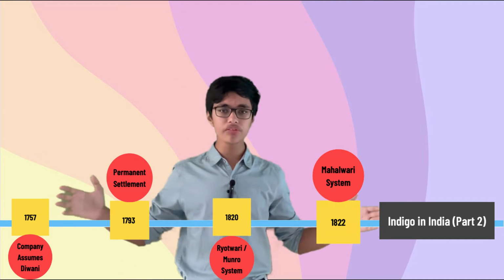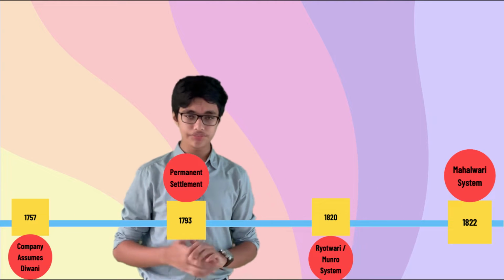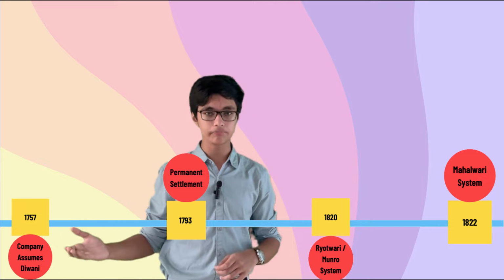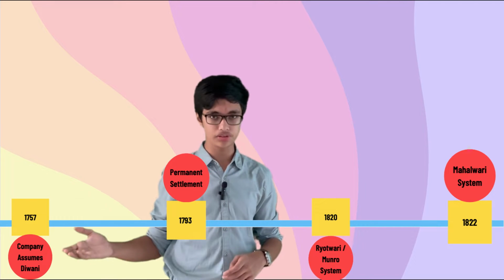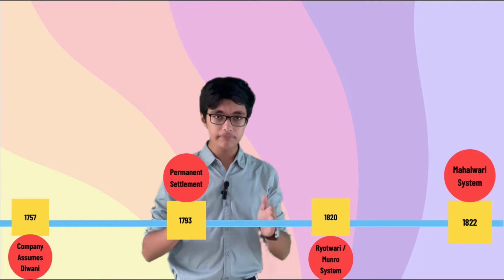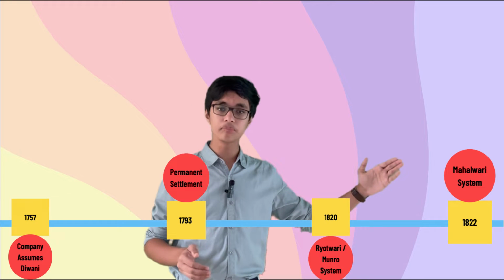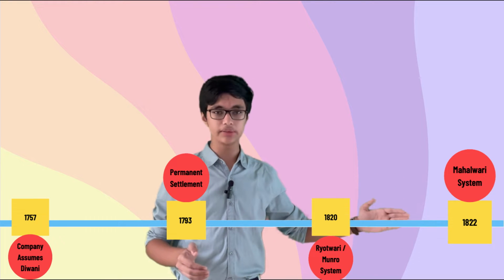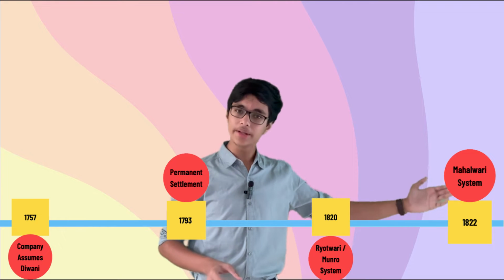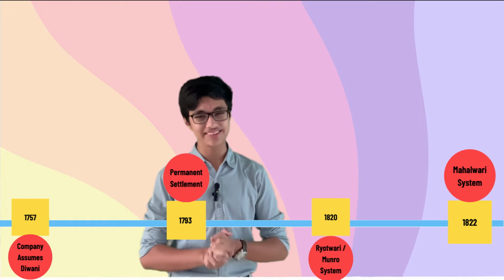So now, let's focus on the four major events that we'll be talking about today. First, we'll be talking about the takeover of the Diwani by the East India Company of the states of Bengal, Bihar, and Odisha in the year 1757. Then, we'll be talking about the Permanent Settlement Act in the year 1793, after which we'll discuss the Munro System in the year 1820, and finally, we'll be talking about 1822 when the Mahalwari system was introduced. So, without further ado, let's begin.